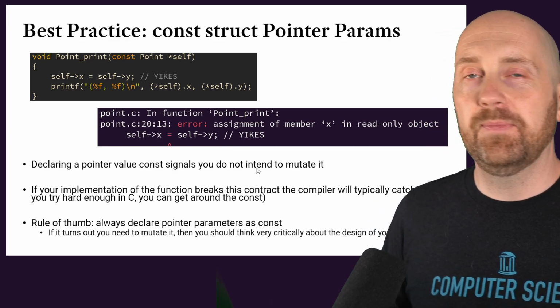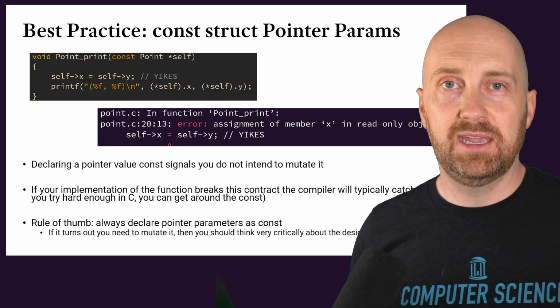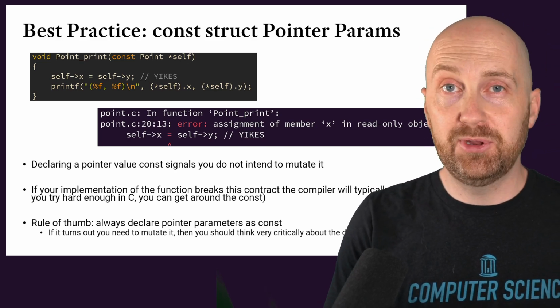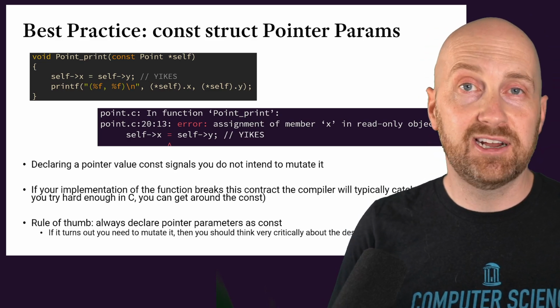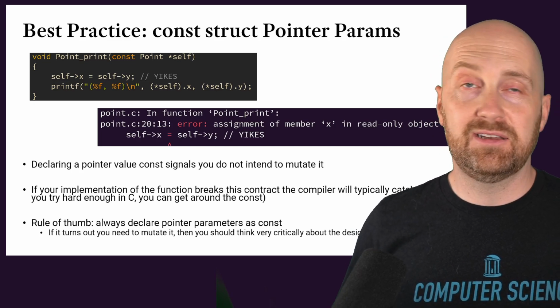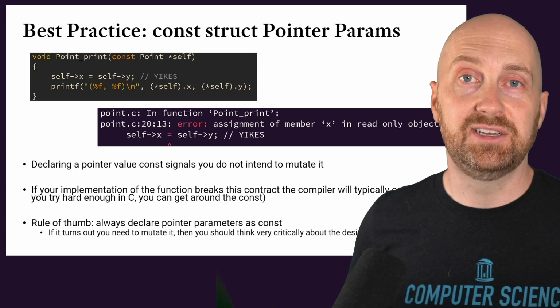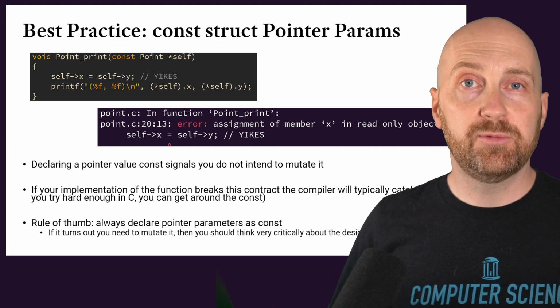As a rule of thumb, you should always start with the strongest guarantees possible. And if you don't have any reason for mutating something that's being pointed to, you should just go ahead and declare your parameters as const. In fact, as a best practice and as a rule of thumb, you should just declare every parameter as const when you're dealing with pointers.